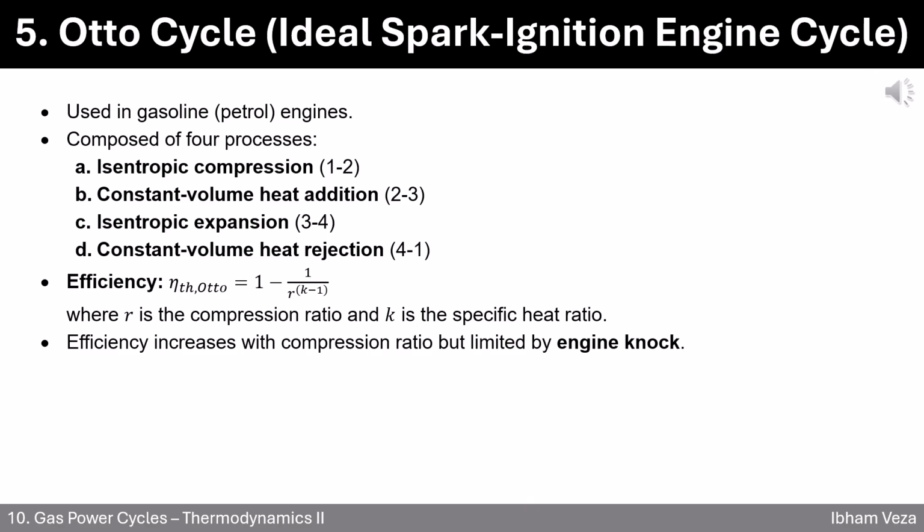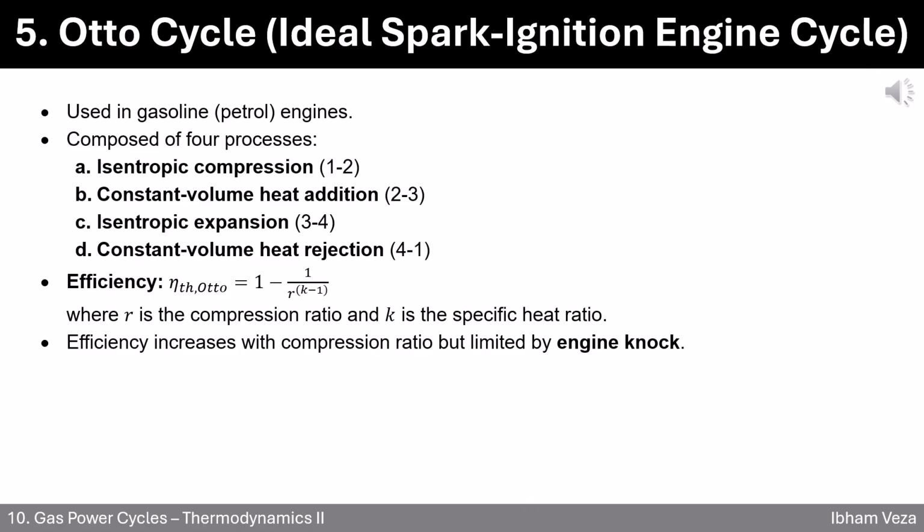First, the gas is compressed without losing any heat. That's called isentropic compression. Then, we add heat quickly at constant volume, just like when the spark plug ignites the air-fuel mixture. Next, the gas expands isentropically, pushing the piston down and producing work. Finally, heat is rejected at constant volume, just like the exhaust stroke in an engine.